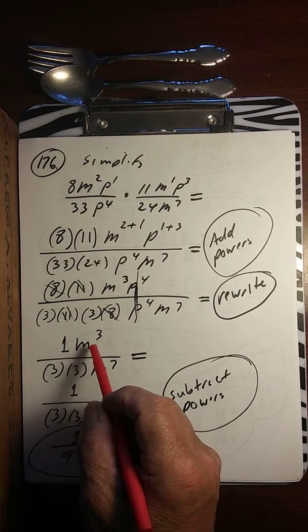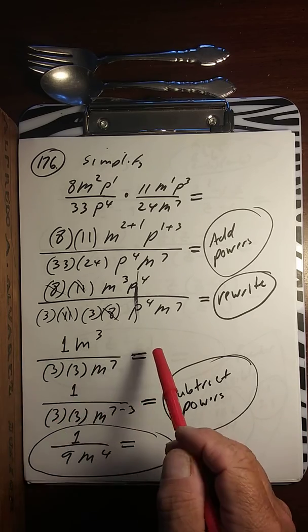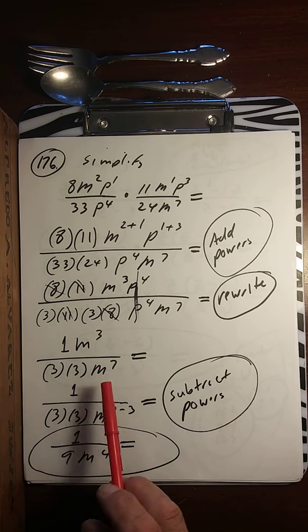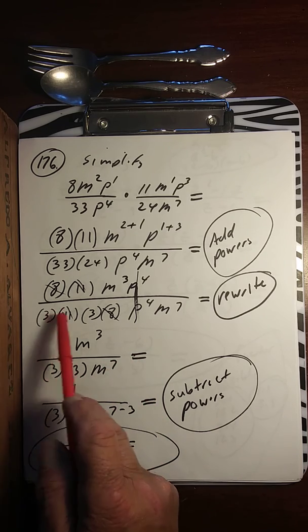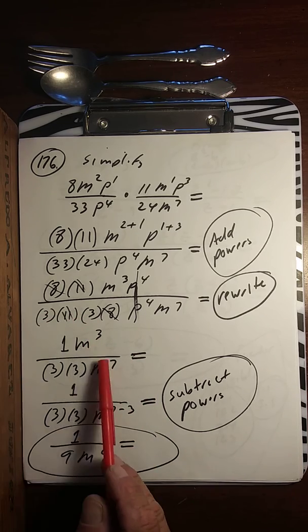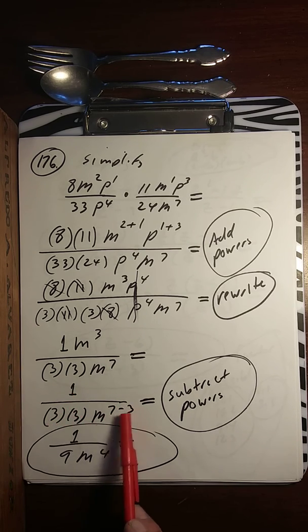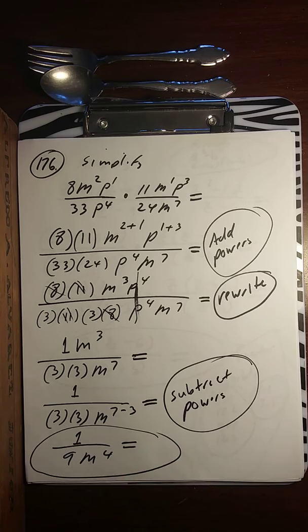1 M cubed, and what else do we have? N to the 7, 1 over 3, 3, because that's what's left over here. But subtract these numbers right here. So we have 1 over 3 times 3, n to the 7 minus 3, 1 over 9, n to the 4 power.